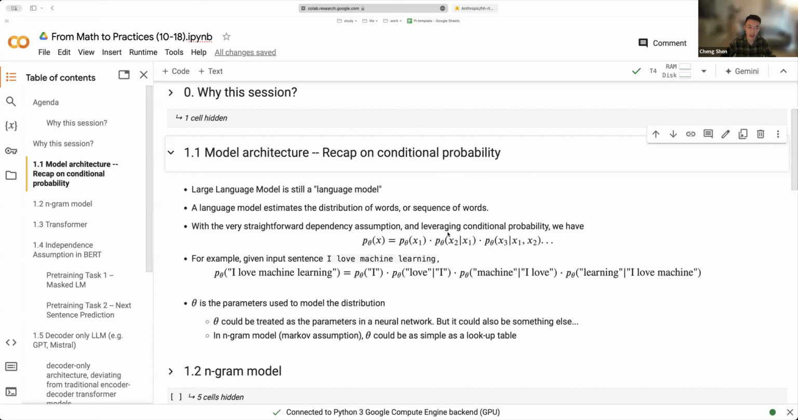And that is what a lot of language models are doing. Given the prefix, the prompt, the context, we use the language model to predict the probability of the next token. And in this math formula, we have a parameter theta. Theta is the parameter here to model the distribution of the next token.